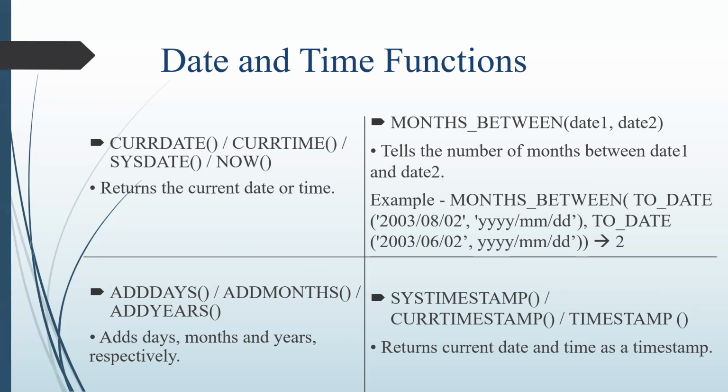Next is months between. If you want to find the number of months between two dates, you can use months between. In the example you can see we are passing two dates: 2nd of August 2003 and 2nd of June 2003. So we'll get the output as 2 because we have 2 months between these two dates. Last is sys timestamp or current timestamp. These are all the same. They basically return the current date and time in the form of a timestamp.